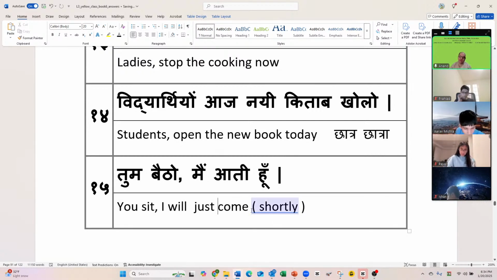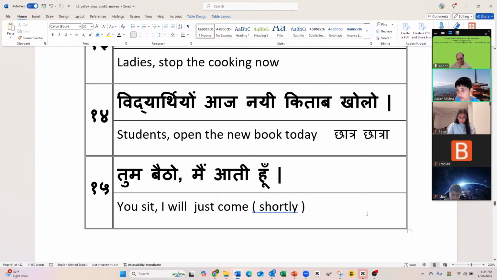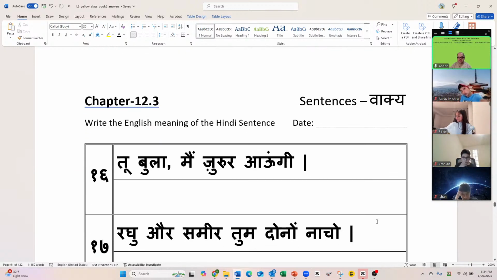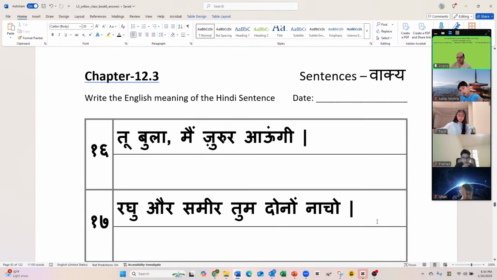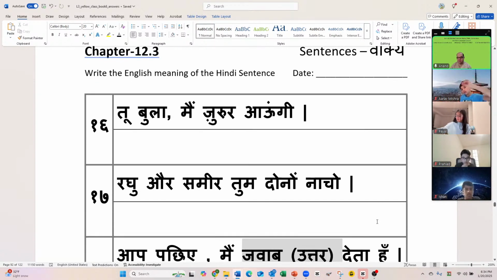Now here I have written you sit. Can we say that? Yeah, say I will be back. You can say I'll be back. Aati hu means I'll be back. So I have written I'll come shortly. That is implied. The Hindi word shortly is not there, but that's implied. Okay. Chalo, next page. Let me have Arav read the next sentence.